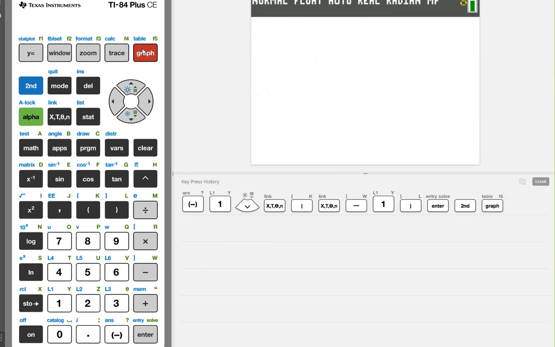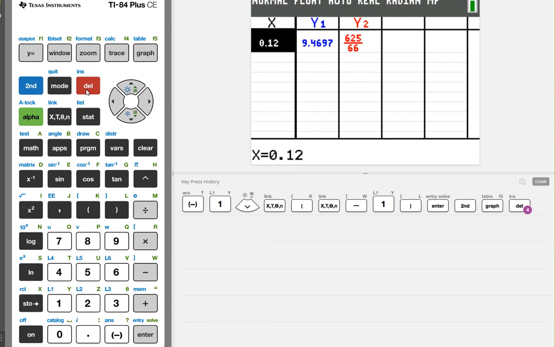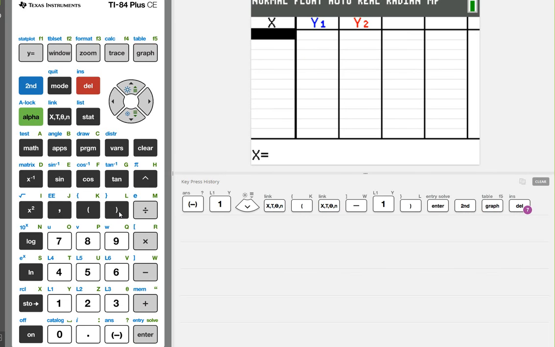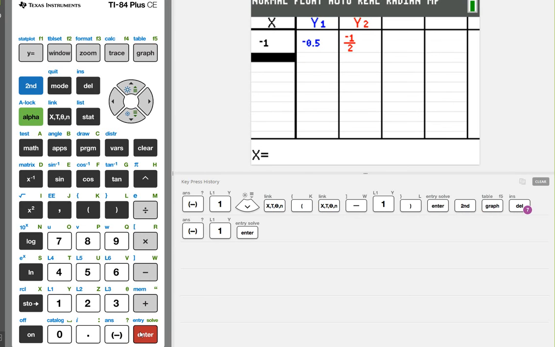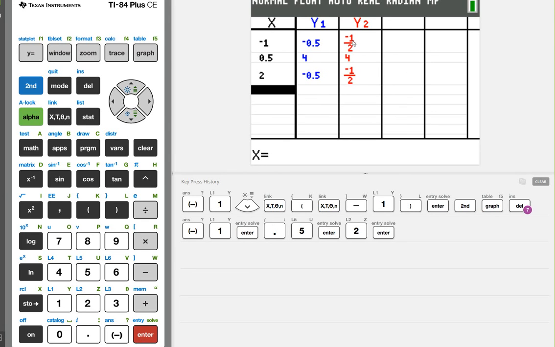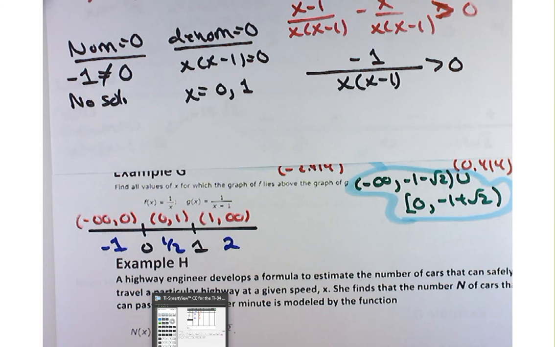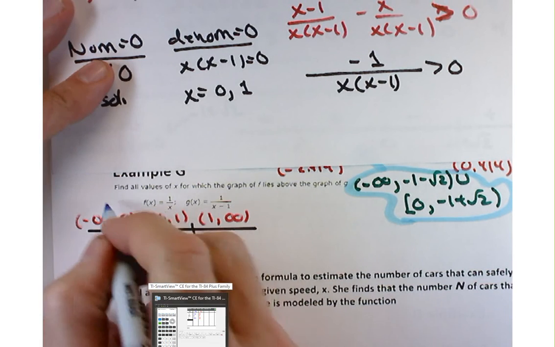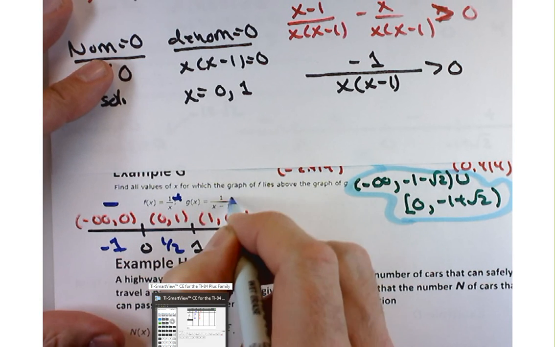We've got our test points. Let's delete all these old ones so that we don't confuse ourselves. And I want to test -1, 1/2, and 2. So it goes negative, positive, negative. Let's take a look at what we got. Negative, positive, negative.